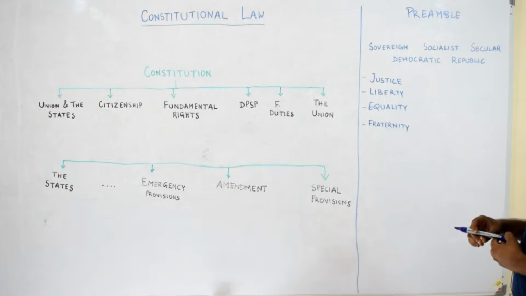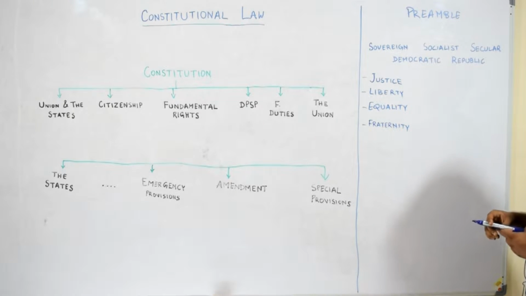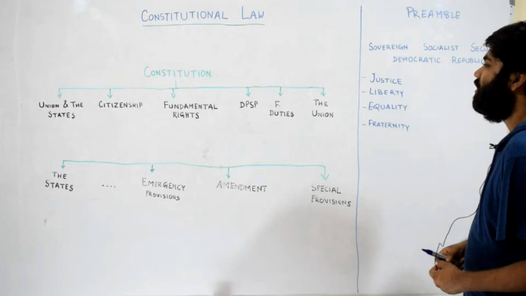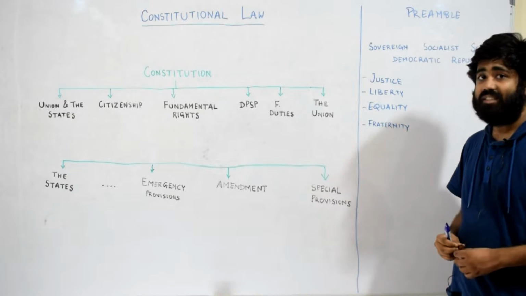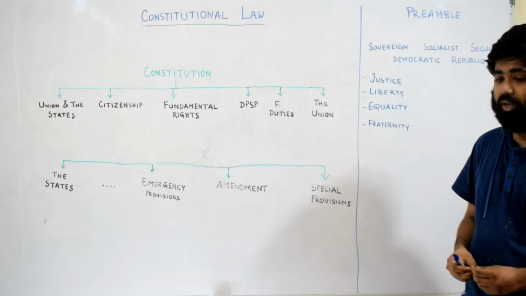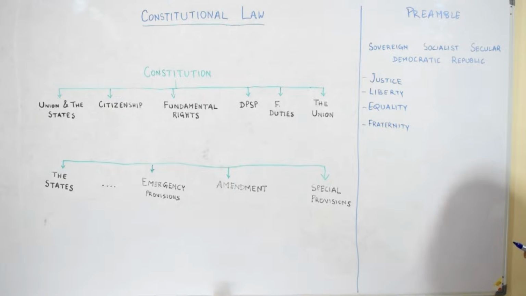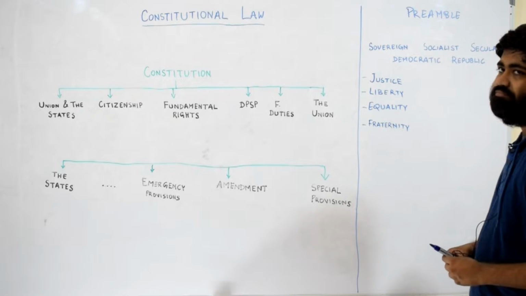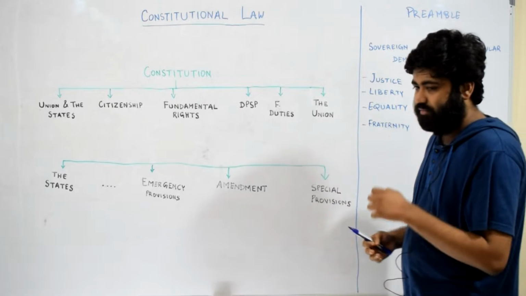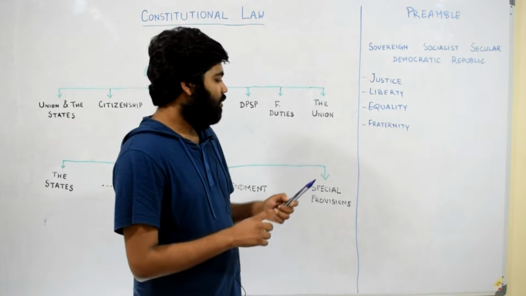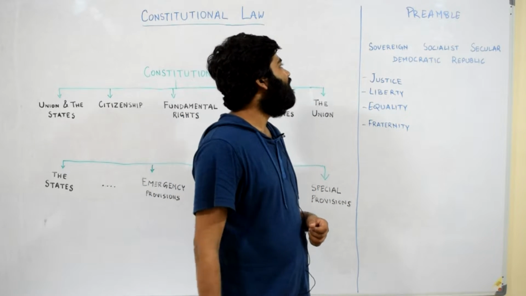So the concepts that I found relevant in the preamble are these. Five terms which are written as adjectives to how the Republic of India, the Union of India, is going to be, and four aspirational values that it ascribes to itself as a nation. So we are going to look at them one by one. First is sovereign.